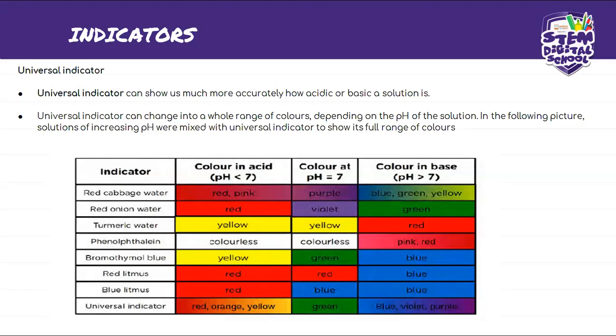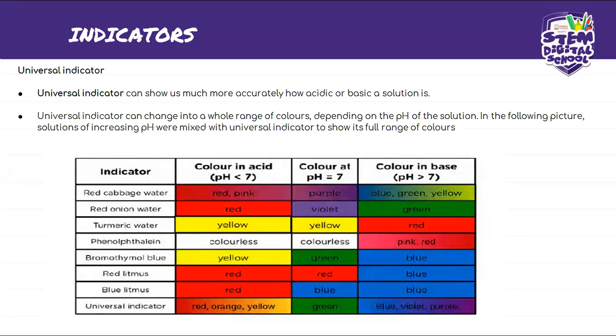So and so on. If you look at red onion water, the color in acid is red, in base is green, and in a neutral solution is violet. Then we have turmeric water. You see, it's yellow in acid, in neutral solution it is also yellow, and the color in base is red. So we have phenolphthalein.